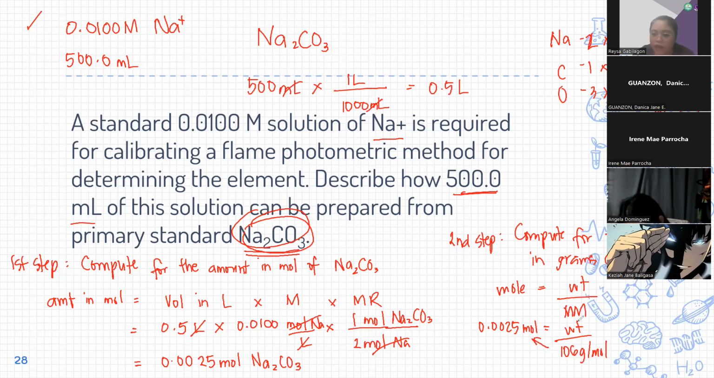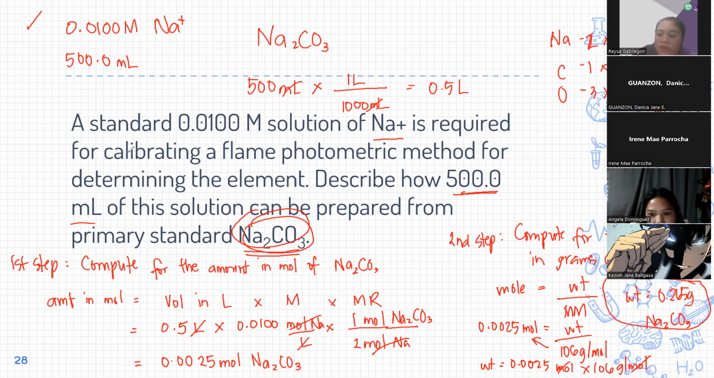Okay, cross multiply. So we have weight is equal to 0.025 mole times 106 grams per mole. Cancel the mole. The weight here for our sodium bicarb, sodium carbonate pala, not bicarb, is 0.265 grams of sodium carbonate. So this is the answer here.